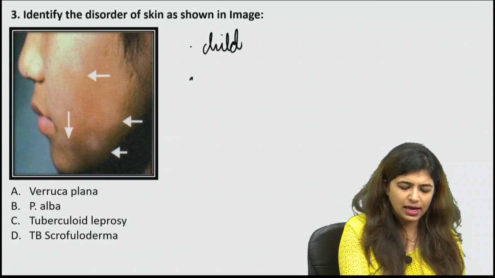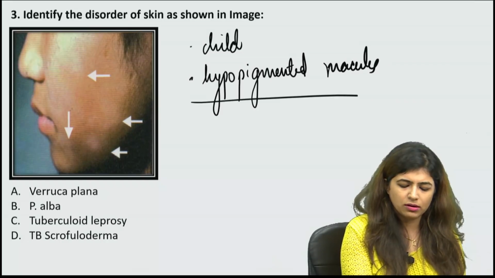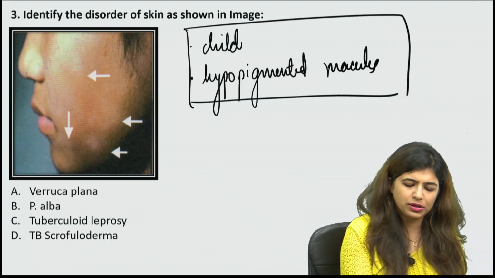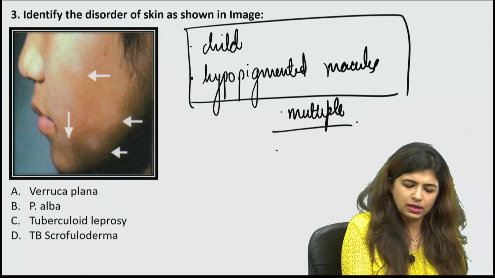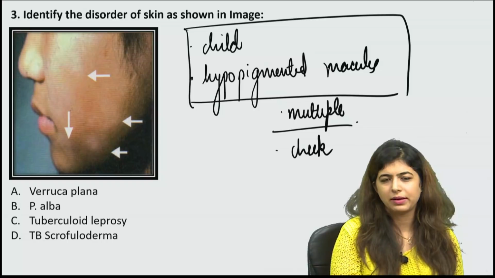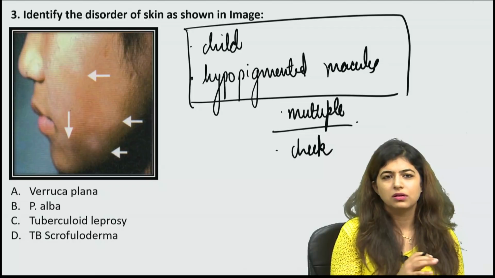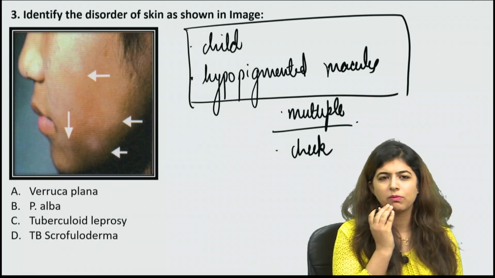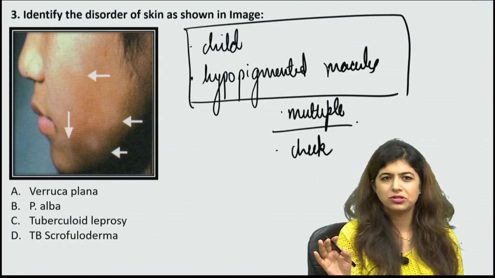What does she have? As the arrows are pointing, there are hypopigmented macules. That is the only thing I can make out in the text. These macules are multiple. They are present on the cheek. So this is the entire information that I am getting from the question. The text is irrelevant. Image just gives me multiple hypopigmented macules on the cheeks. I can't make out any scaling. I can't make out any other finer changes.